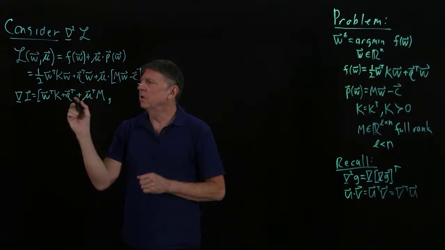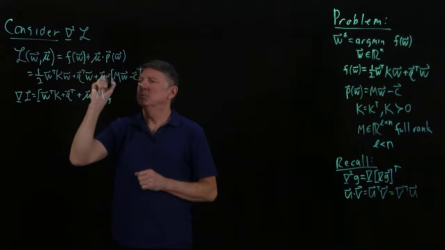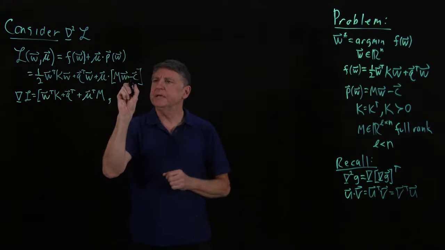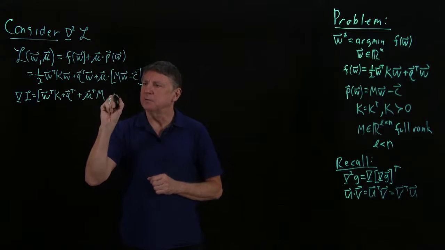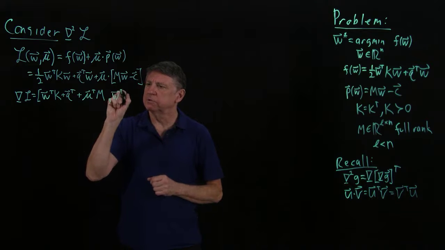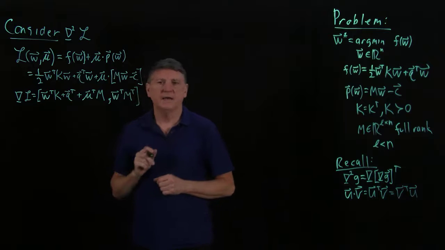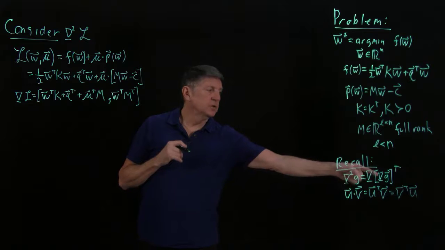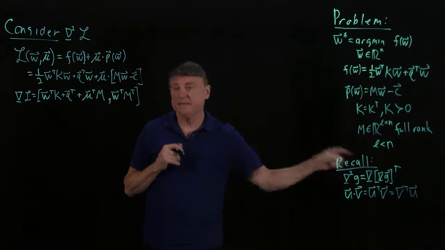So that will be one part. Then when I differentiate with respect to mu, the other terms all go away, and this will be W transpose M transpose, so that will be W transpose M transpose. The next thing we do is transpose that one form into a vector so that we can then take its gradient.